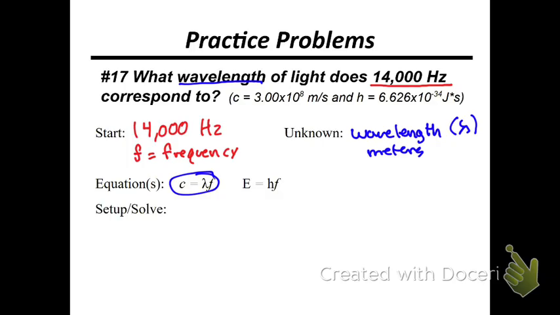And then finally, we just need to set up and solve. We know that we're looking for lambda. We have been given frequency, so we can plug that in for F. And then C is a constant, so we can just take C and plug it in here. So your setup should look something like this.